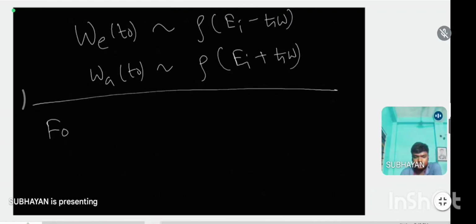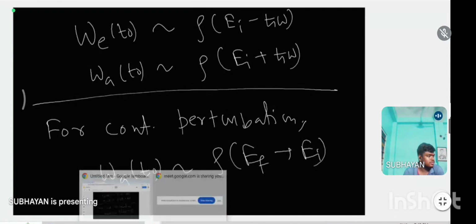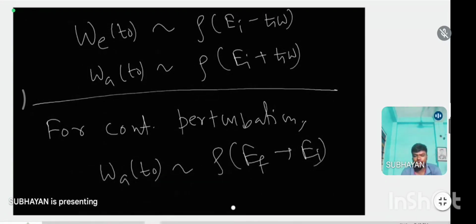For constant perturbation, the transition probability was in the order of rho of E_f tends to E_i. So this was an energy preserving perturbation, because only the transitions which have energy nearing the initial state were allowed. So the final energy levels which are part of the continuum state, nearing the initial state, can be allowed in the constant perturbation. So that was the energy conserving perturbation.